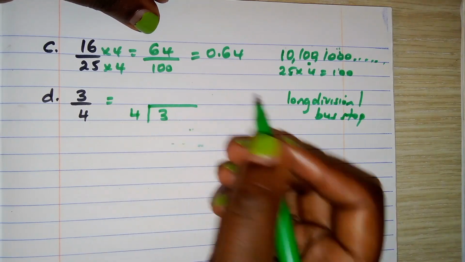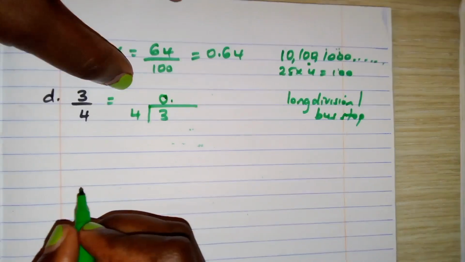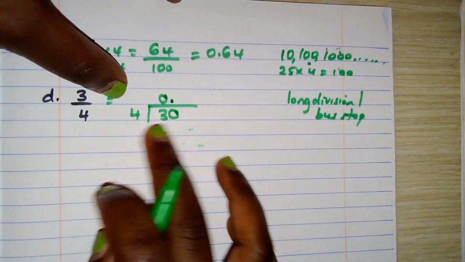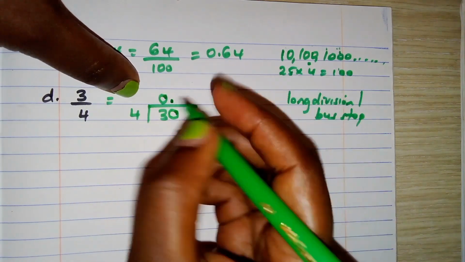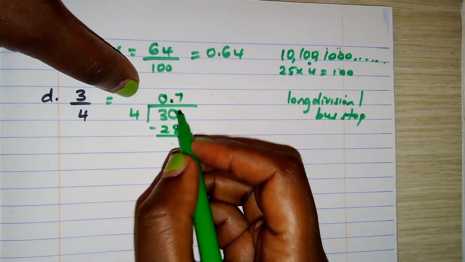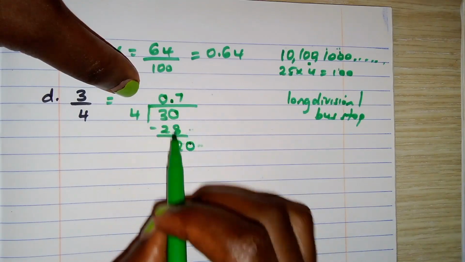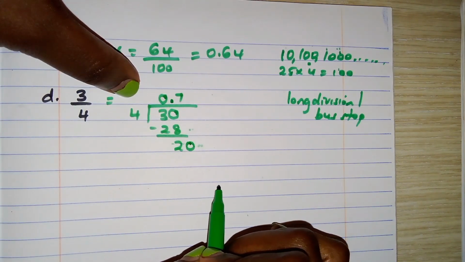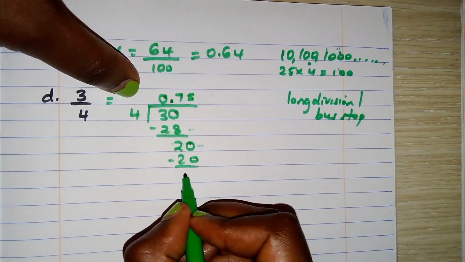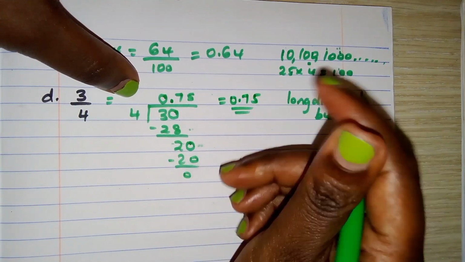Now 4 can't go into 3, so you put a 0, and also it can't go into 3 again. Put a decimal point, and the moment you put a decimal point, add a 0. So 30. 4 goes into 30 how many times? 7 times because of 28. So remainder is 2. So with this one you keep on adding zeros until you get a 0 at the end of it all. So 4 goes into 20 5 times, 20, you get 0. So this one will be 0.75.